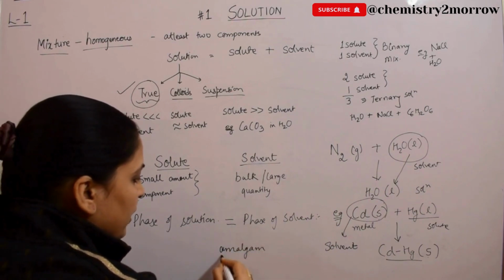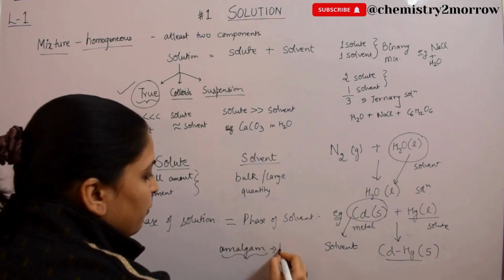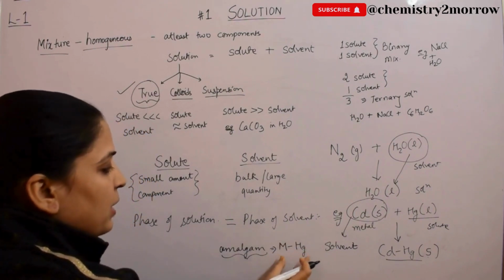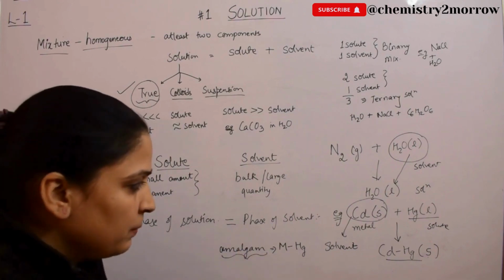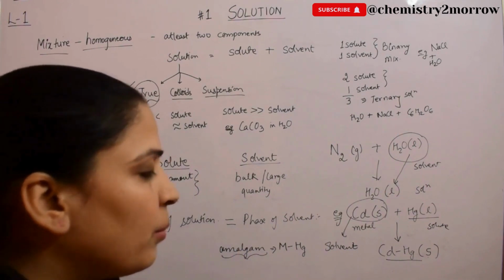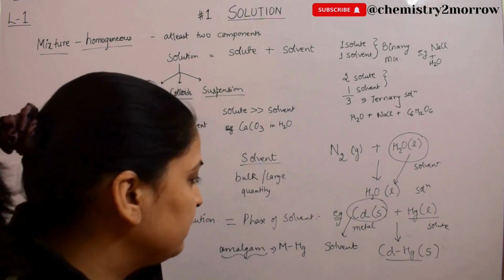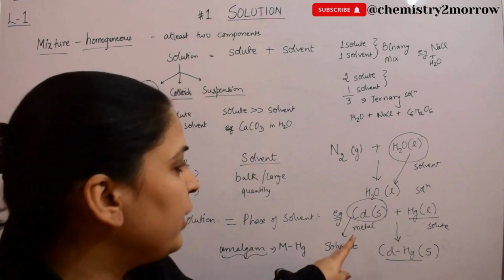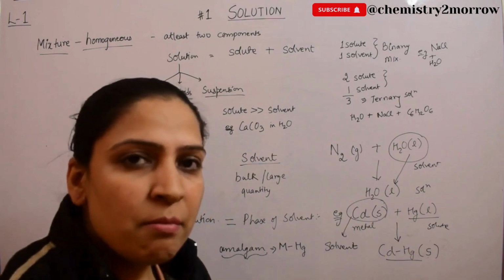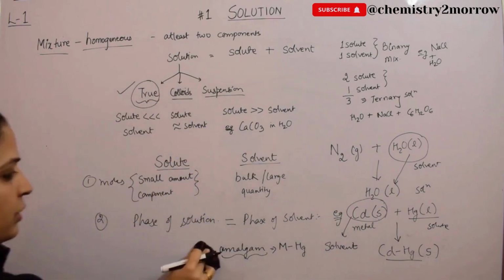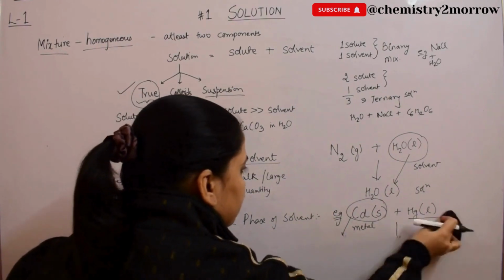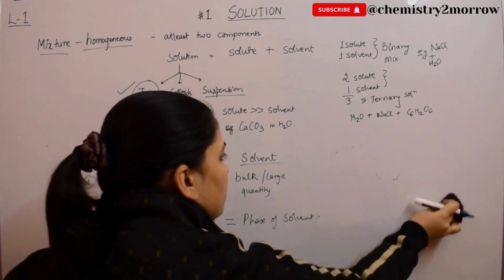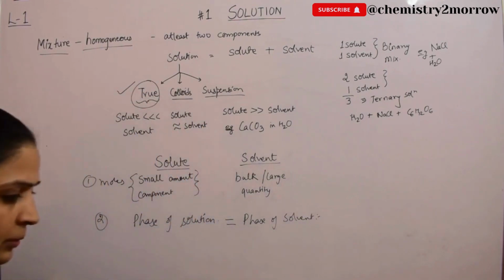So here we know in case of amalgams, amalgams in general are the compounds which are formed by metal and mercury. So mercury के सभी compounds को हम amalgams बोलते हैं, जैसे zinc amalgam, cadmium amalgam. So these amalgams are solid. So that's why the solvent is the metal and solute is the mercury. So these are the 2 points which can justify that in a given mixture what is a solute and what is a solvent.